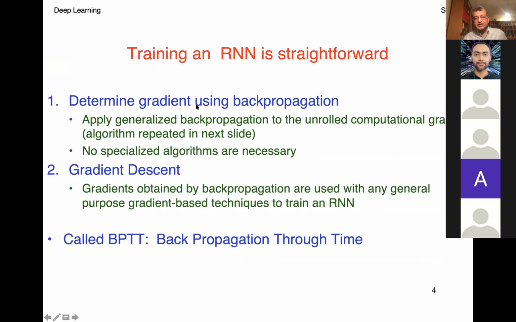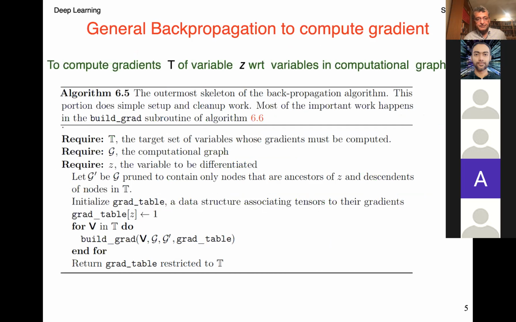All right. Training an RNN is straightforward. Determine the gradient using backprop. Apply generalized backprop to the unrolled computational graph. Algorithm repeated, next slide. No specialized algorithms necessary. Gradient descent: gradients obtained by backpropagation are used with any general purpose gradient-based technique to train an RNN. This is called BPTT, backpropagation through time.